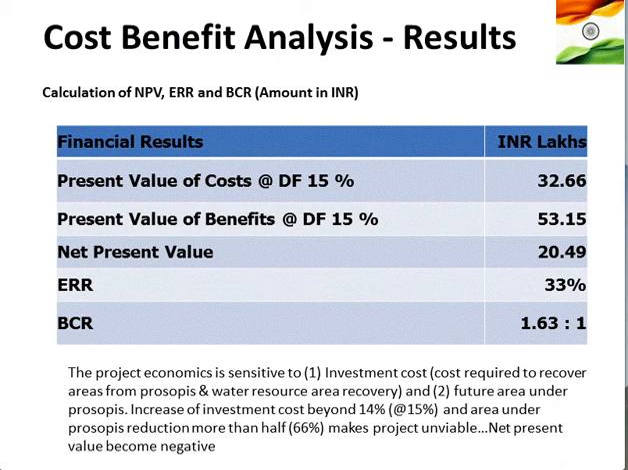Here again, I have shown you the project economics, whatever we have worked out, is sensitive to the investment cost, that is recovering all the land from prosopis and also recovering all the land which is under water resource structures or water bodies. And the second one which we found was the area under prosopis. In case of investment cost, if the cost escalates beyond 14%, it becomes unviable. The same way, if we remove 2/3 of the prosopis plantation and bring it back into agriculture, that also becomes not viable.